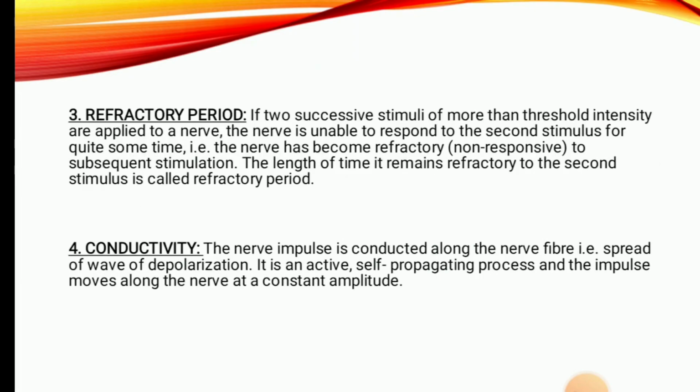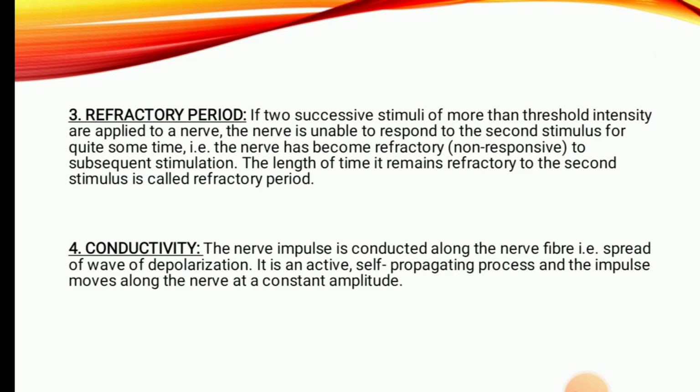Next comes the refractory period. Refractory period is basically the time gap between two successive stimuli. Like if two successive stimuli of more than the threshold intensity are applied to a nerve, the nerve is unable to respond to the second stimulus for quite some time. That is, the nerve has become refractory to subsequent stimulation. So the length of time it remains refractory to the second stimulus is called the refractory period.